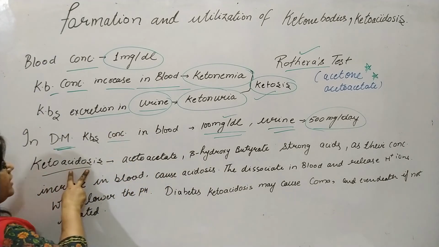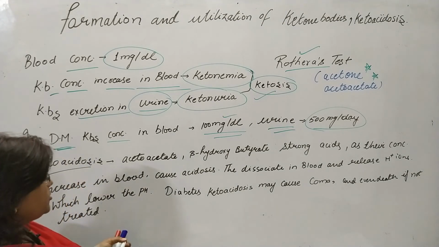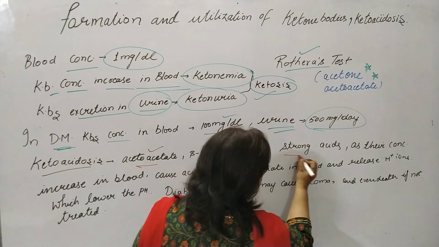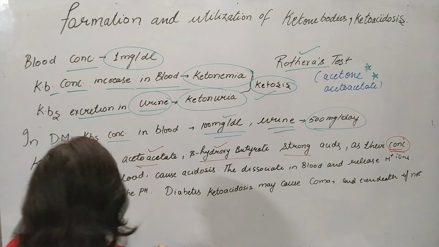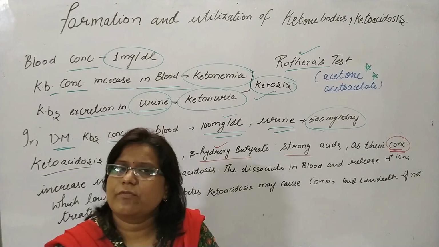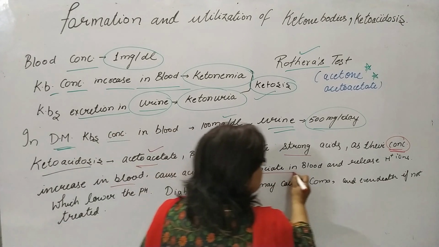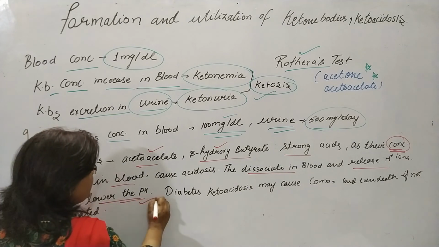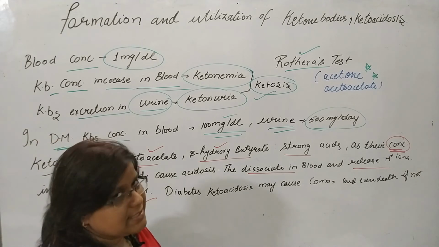Now we come to ketoacidosis. Acetone is released, but the other two ketone bodies, acetoacetate and beta-hydroxybutyrate, are strong acids. As their concentration increases in the blood, it leads to acidosis, which means the formation of acid. As these two are acidic in nature, when they dissociate in the blood they release H ions, and by releasing H ions they lower the pH value below 7. So it leads to acid production, or acidosis.